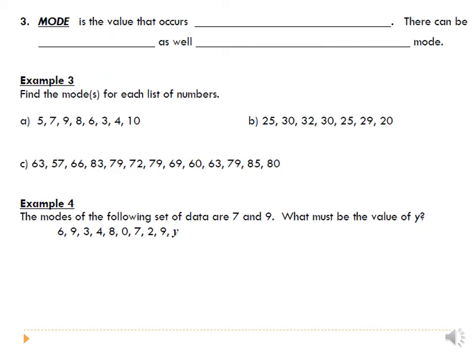And then our third and final measure of central tendency is mode. That is the value that occurs most often. There can be more than one mode, or there can be no mode. So there can be no mode as well as more than one mode.